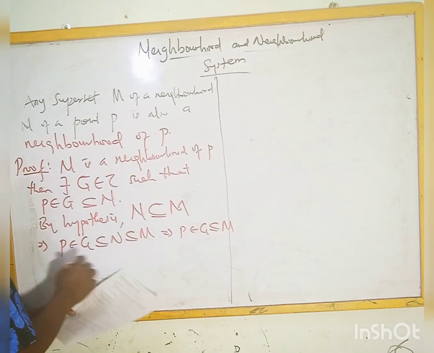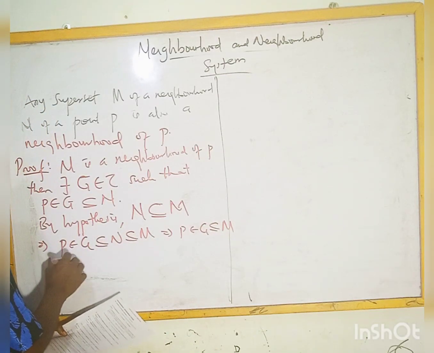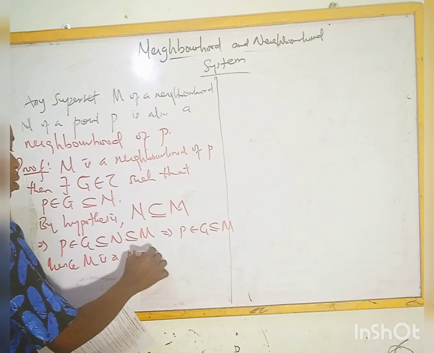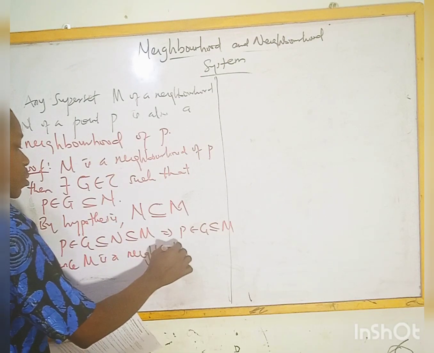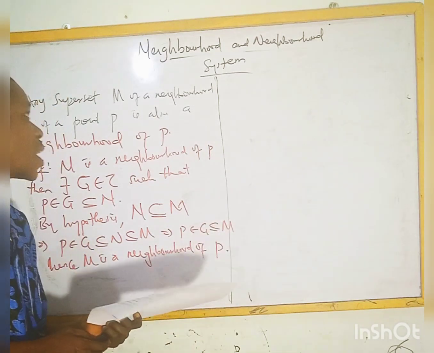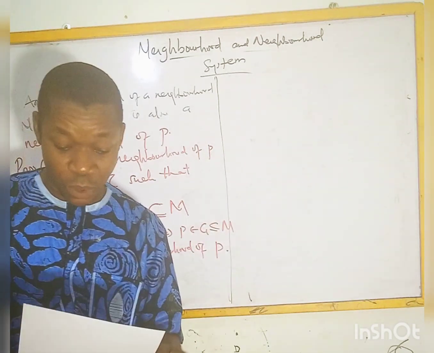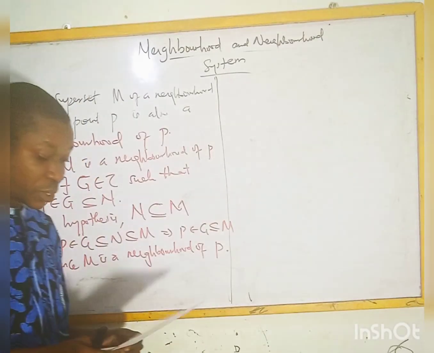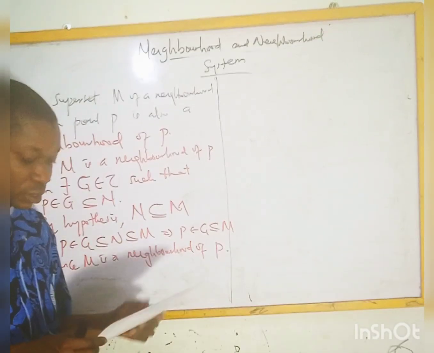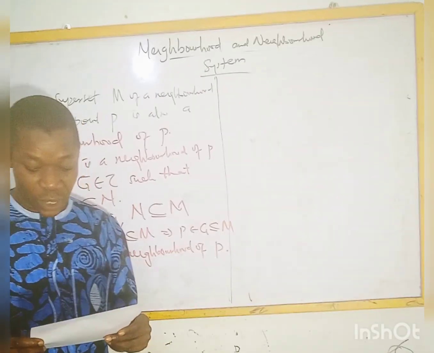So hence, I can say that M is a neighborhood of P. So those are the ways we can actually deal with a neighborhood of a point P. So very simple as ABC. Please make sure you do more and solve more questions on it. So thank you very much.